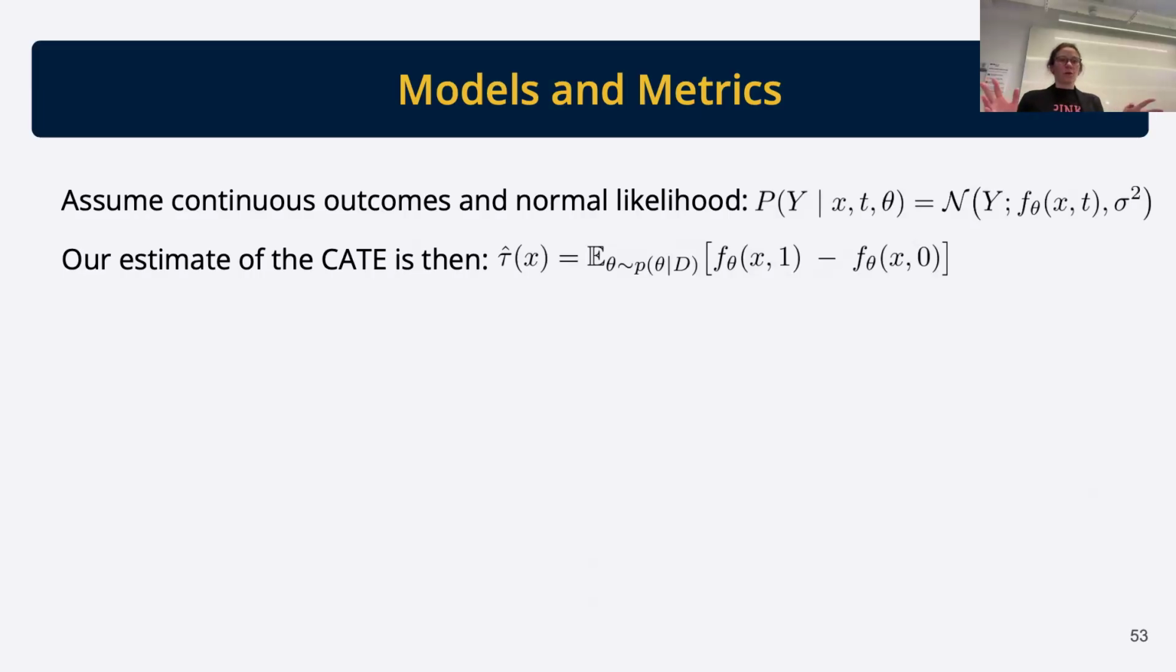For the purposes of this work, we're assuming continuous outcomes and a normal likelihood, right? So the likelihood will be given by this form. The mean will be parameterized by this f that we have, and we'll have some fixed or learnable variance. In this setting, our estimate for the CATE will be simply the expectation, this expectation here, between the means given treatment and no treatment.